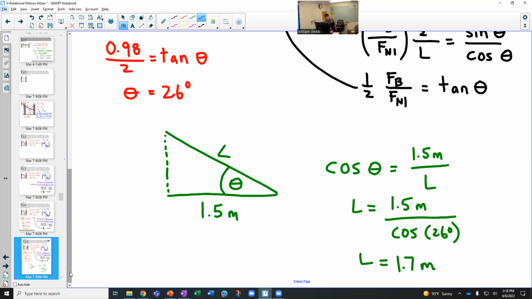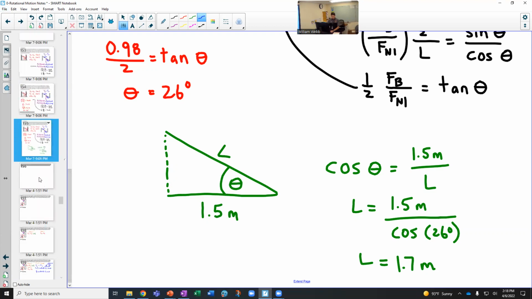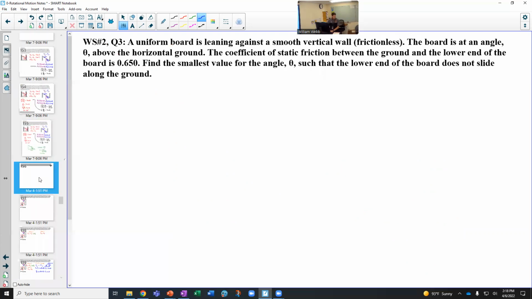Yeah. All right, so if you look at worksheet 2, question 3, it's pretty similar. We've got a uniform board leaning against a smooth vertical wall that's frictionless. So we had a frictionless wall in the last one. The board is at an angle. Okay, we had a board at an angle last time. It says there's a coefficient of friction between the ground and the board. So instead of a second wall, now it's against the ground, but there's a friction coefficient.